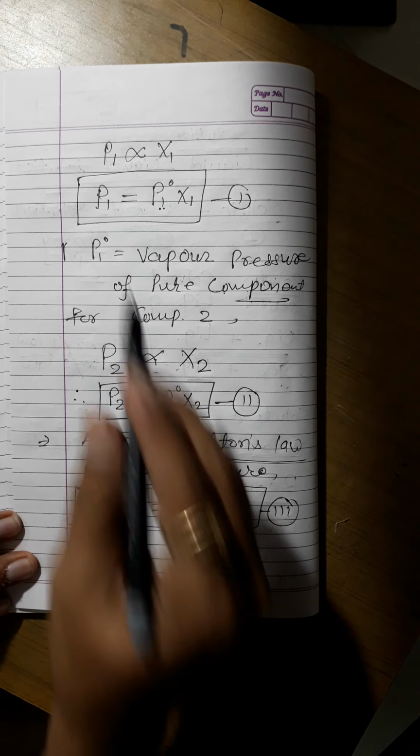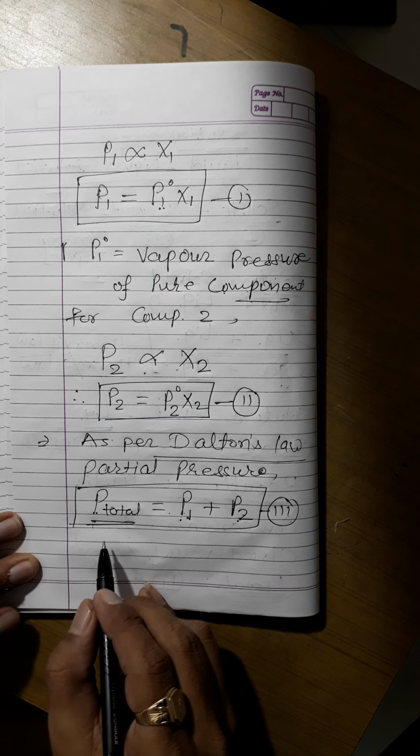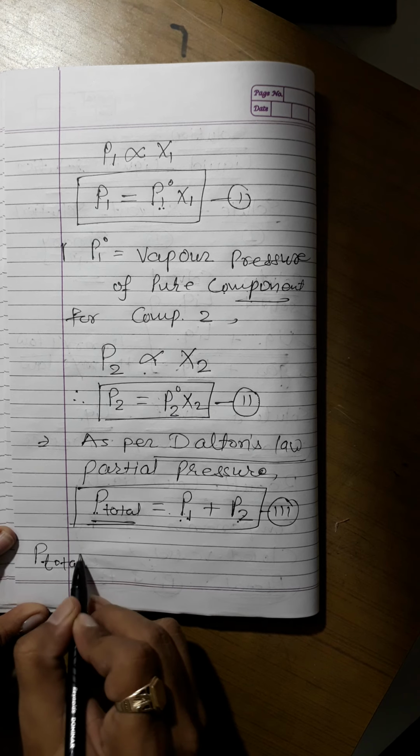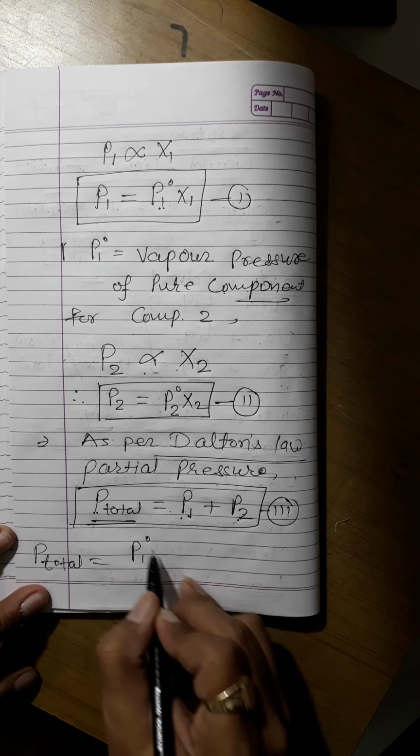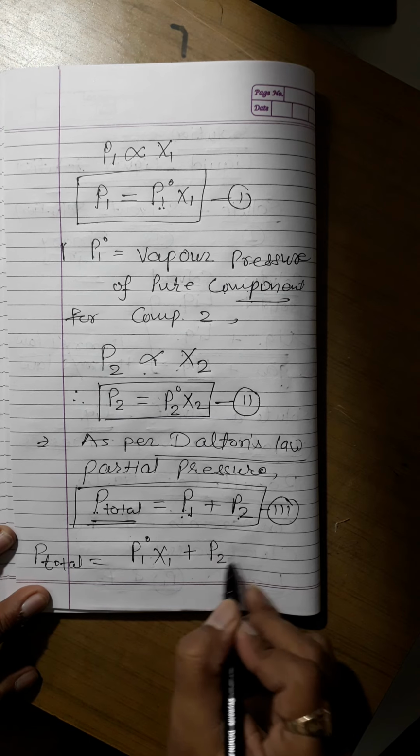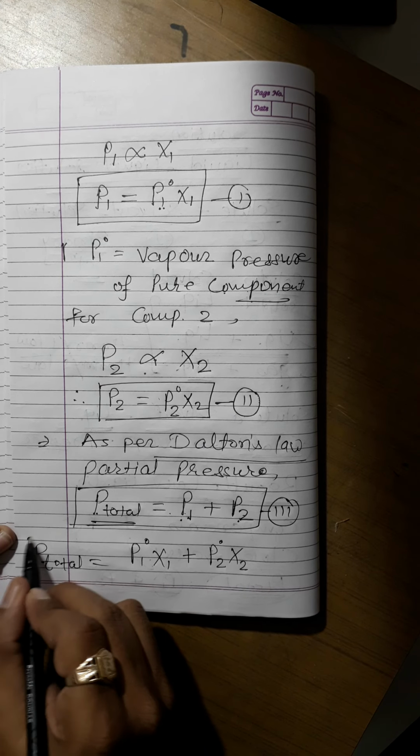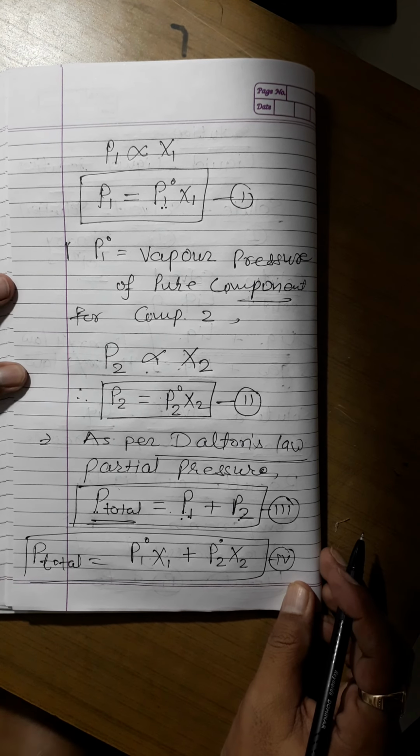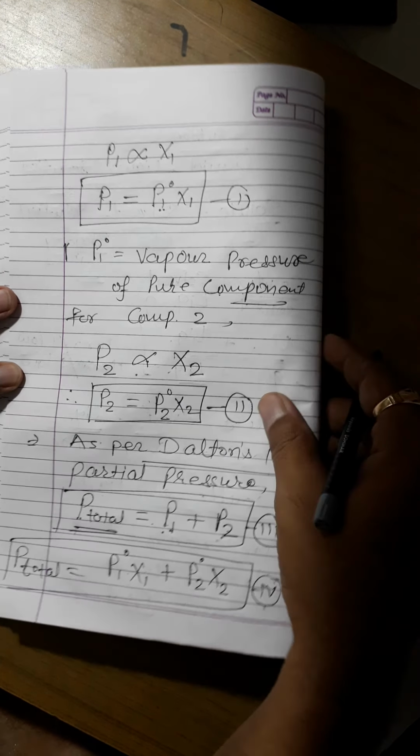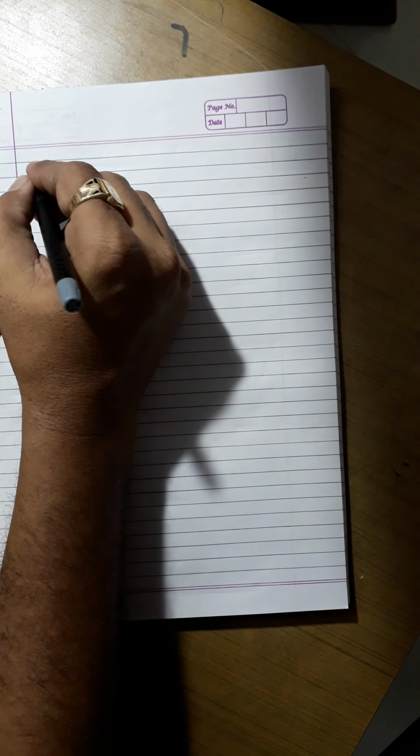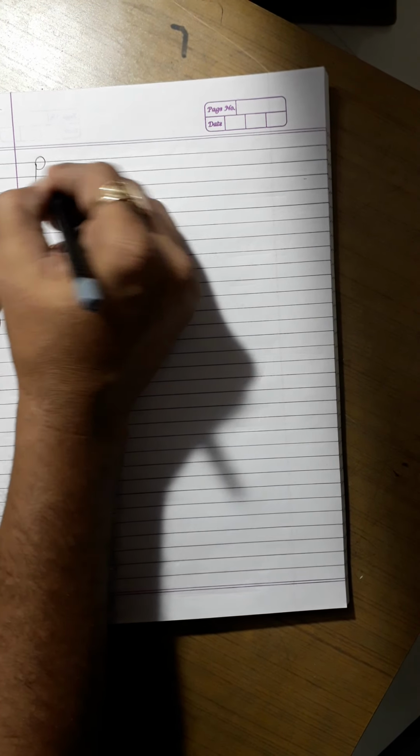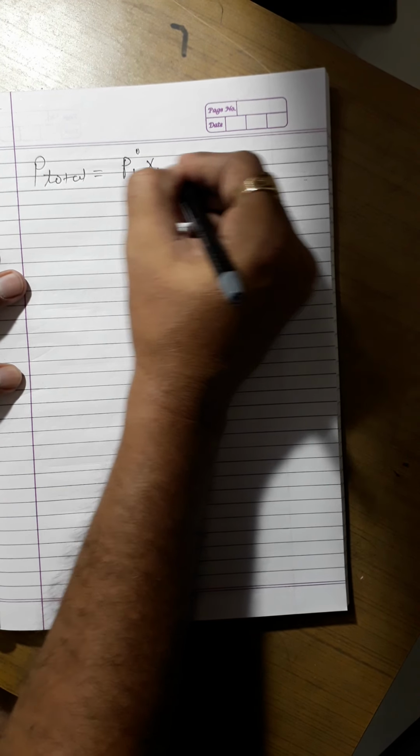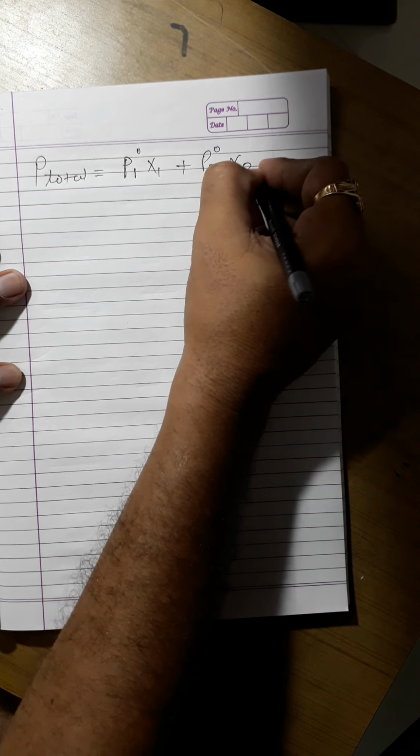So these two values are given in equations number 1 and 2, where I am putting the values of equations 1 and 2 into 3. Then I get, friends, P total is equal to P1° x1 plus P2° x2. So this is an important term we get for Raoult's law, but still it is not complete. Still we are going to change it into a simpler form. Once again I write here, friends, P1° x1 plus P2° x2.